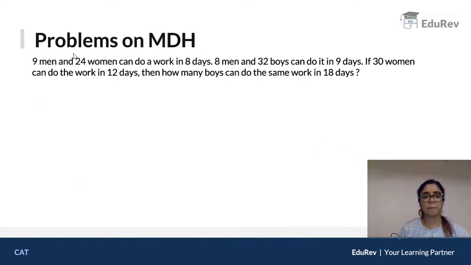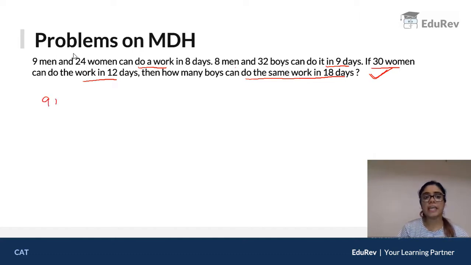So what does it say? 9 men, 24 women can do a work in 8 days. 8 men, 32 boys can do it in 9 days. If 30 women can do the work in 12 days, then how many boys can do the same work in 18 days? Now this is a CAT level question. How are we going to tackle this one?